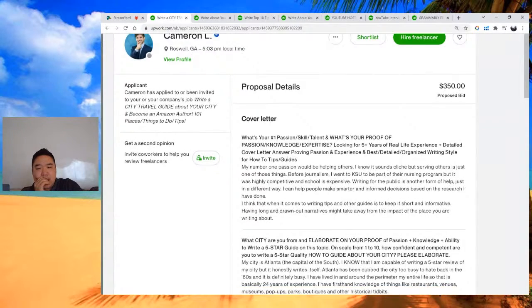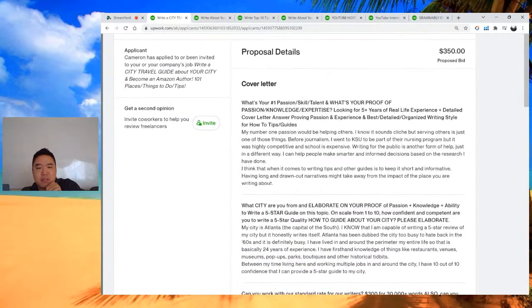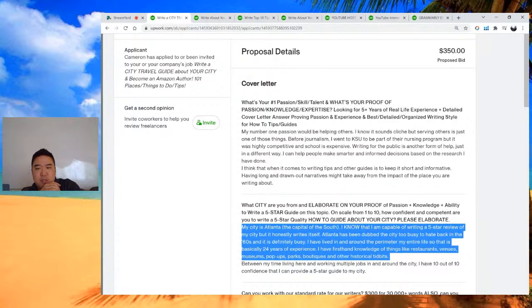Atlanta, capable of writing a 5-star review of my city, but it honestly writes itself. Atlanta has been dubbed the city too busy to hate back in the 60s, and it's definitely busy. Lived in and around the perimeter my entire life, so that is basically 20 years. I have firsthand knowledge of things like restaurants, venues, museums, pop up parks, boutiques, and other historical tidbits. Between my time living here and working multiple jobs in and around the city, I have 10 out of 10 confidence that I can provide a 5-star guide to my city, Atlanta, Georgia.